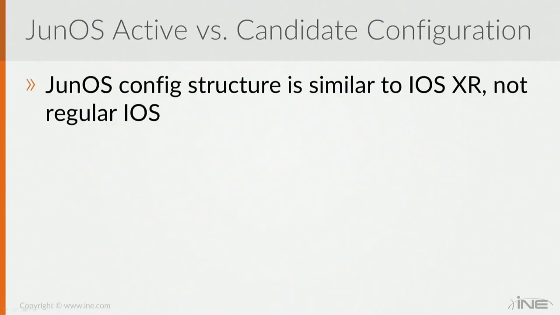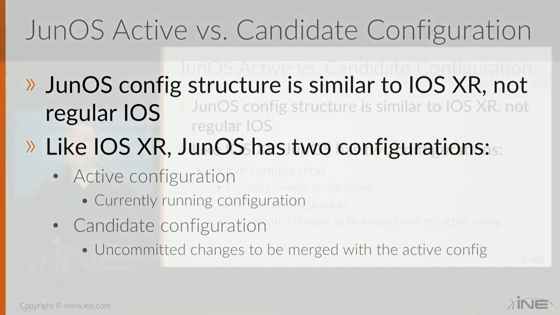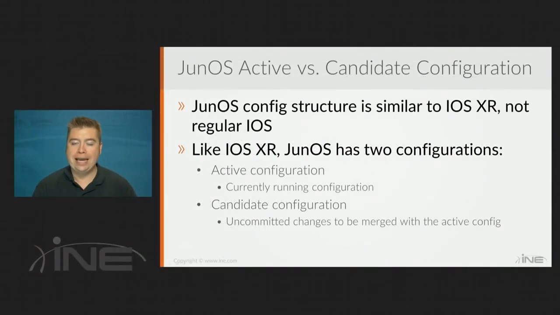Now, in the case of JunOS, it's more similar to IOS XR in terms of its config structure, not similar to regular IOS. In other words, it essentially has two different configurations. It has the active config and it has the candidate config. When we go from operational mode into configuration mode, essentially what we're doing is creating a new candidate config.